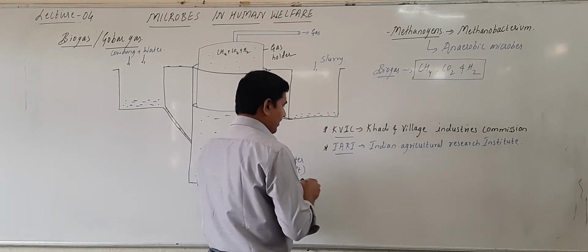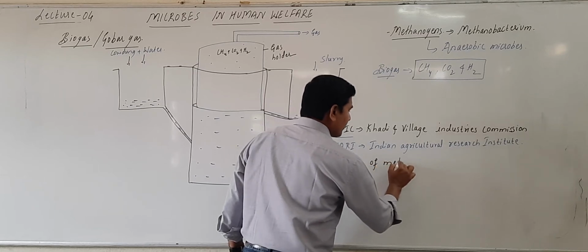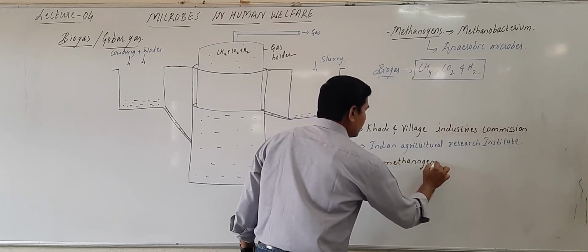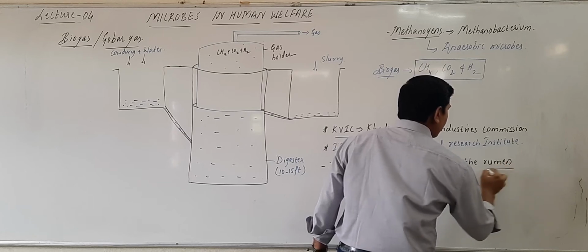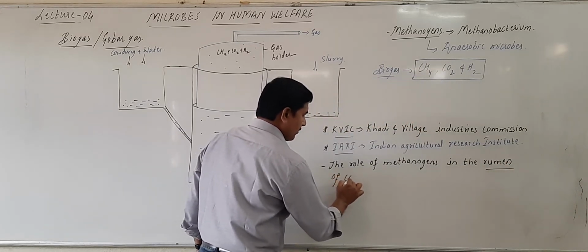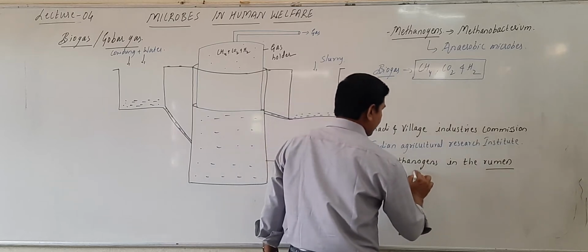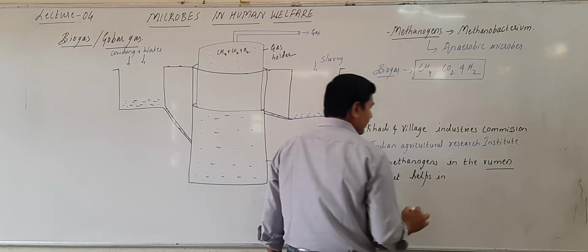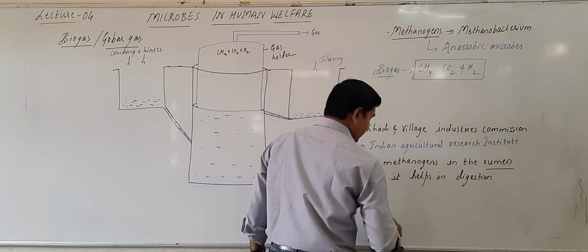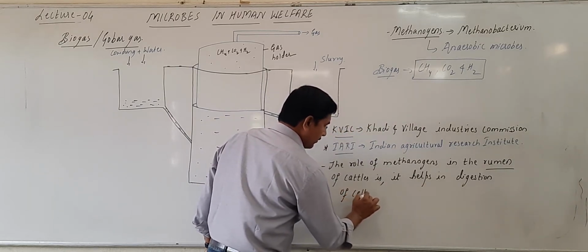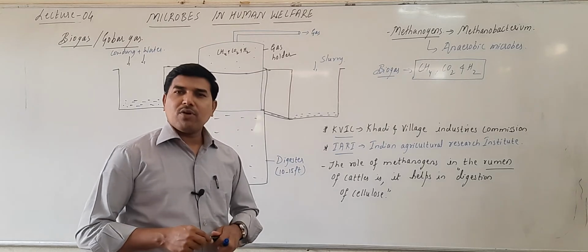Okay, so let's look at the role. The role of methanogens in the rumen of cattle is that it helps in digestion of cellulose, which increases the nutritional value of the cattle.